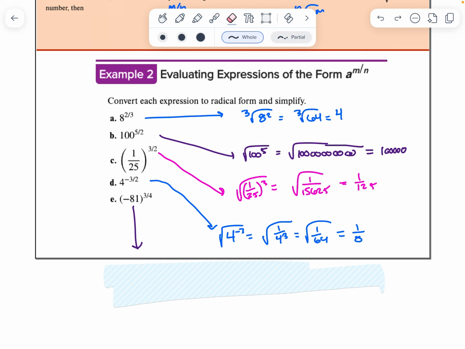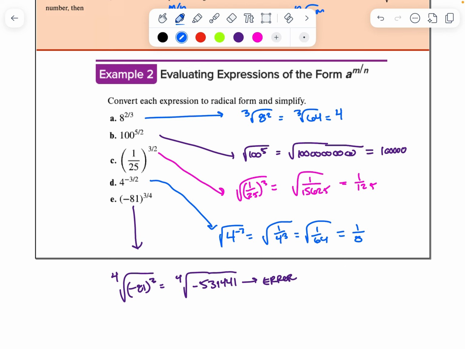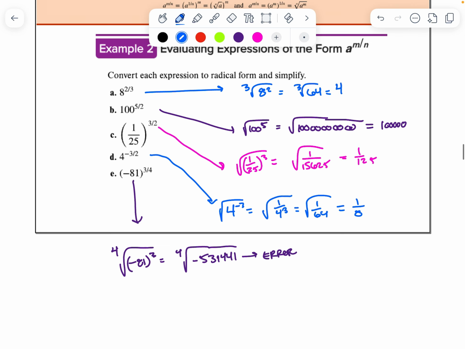Same on this last one. Negative 81 to the 3 over 4 is the same thing as the fourth root of negative 81 to the third, the fourth root of negative 531,441, and the fourth root of a negative in your calculator gives you an error, so that does not exist.